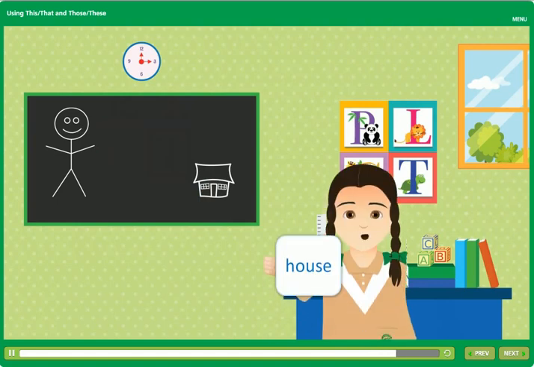Who will make a sentence? That is a nice house. You can help students with the words and the drawings as needed.